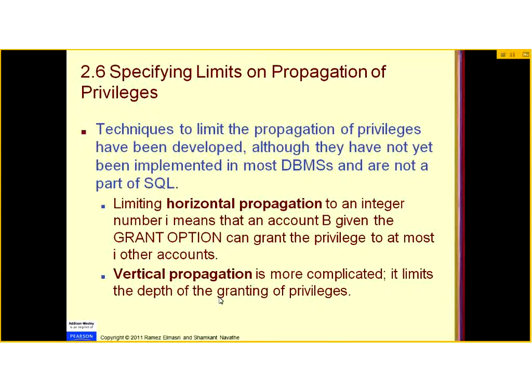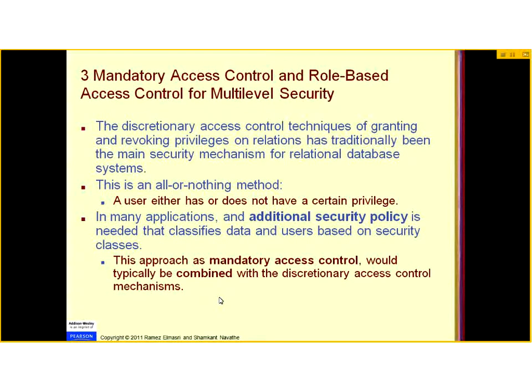Techniques to limit the propagation of privileges have been developed, although they have not yet been implemented in most DBMSs and are not part of SQL. The techniques are limiting horizontal propagation to an integer number I, meaning an account B given the grant option can grant the privilege to at most I other accounts. Vertical propagation is more complicated. It limits the depth of granting the privileges. So there are two ways, although these are not practically implemented.